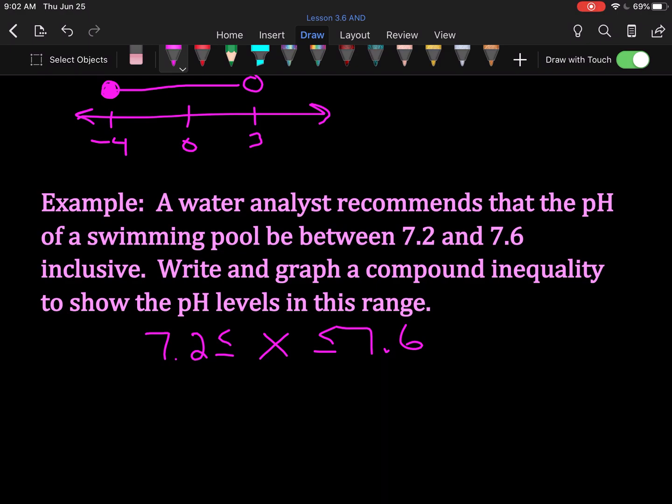X, which I'm just using because we use x. The pH must be between 7.2 and 7.6. Inclusive means it can be those numbers. Graph it. Easy. Throw down on the number line. They both get filled in. Barbell the middle.